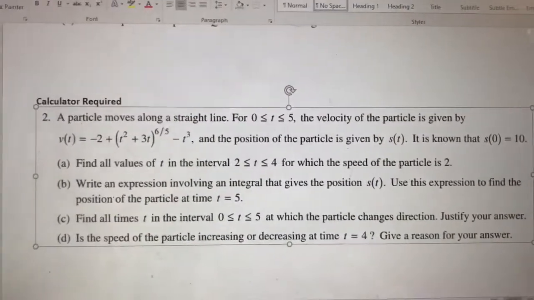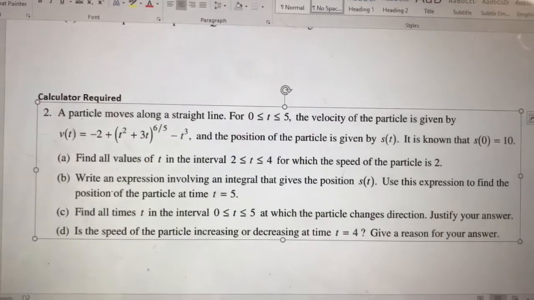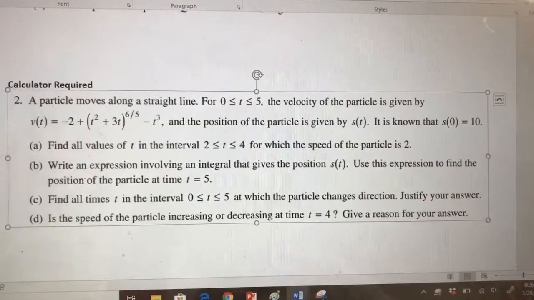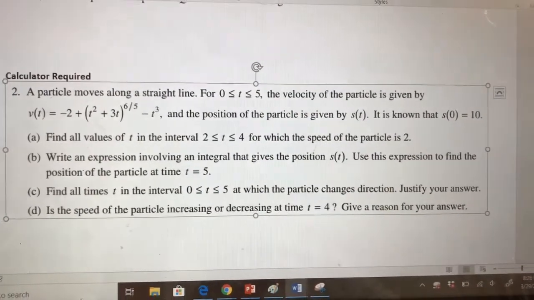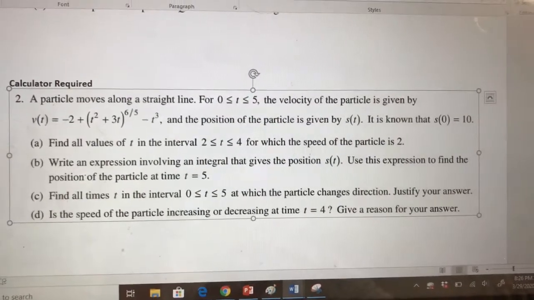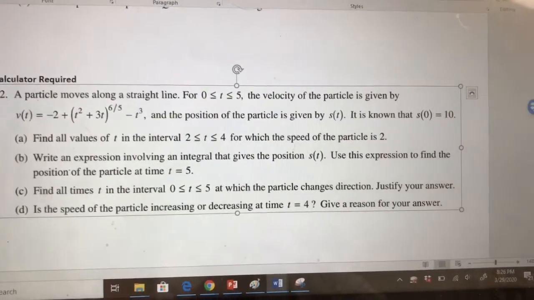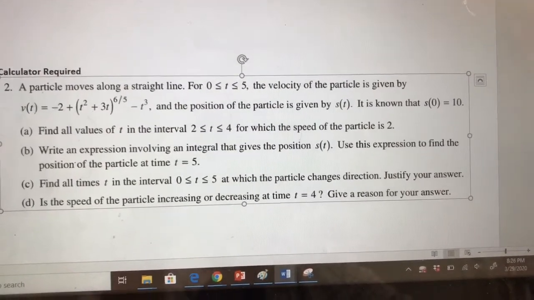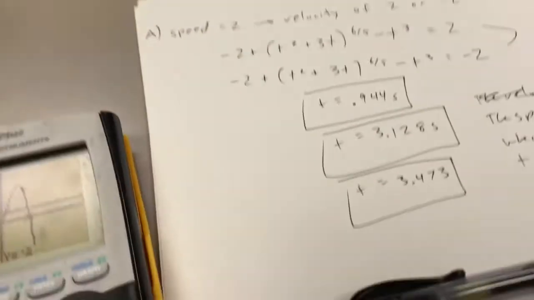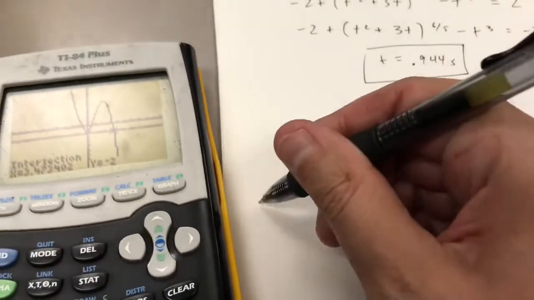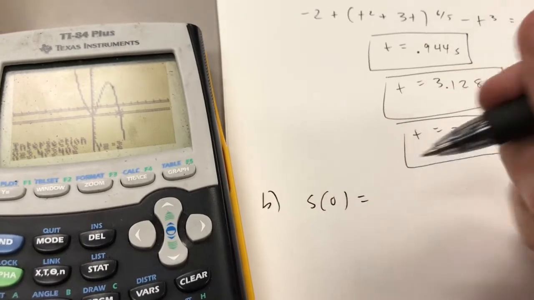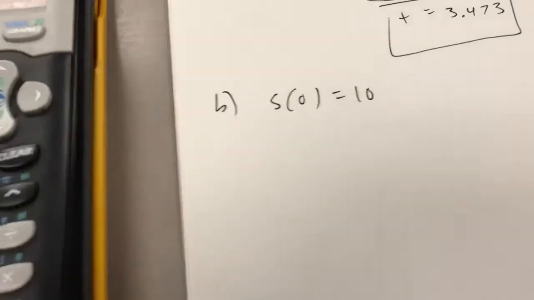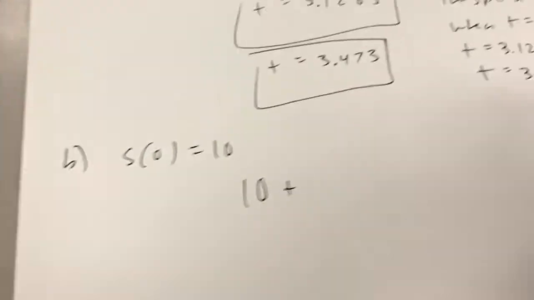So this is what I was talking about on the earlier video. You should be able to take a definite integral from your starting point to your ending point, and that integral will tell you what your displacement was, how far you moved in that time interval. Now the interesting thing is they just want an expression with an integral. So here's what's going to happen. Remember they told us that s of 0 is equal to 10. So it's starting out at a position of 10, not at a position of 0. So we're starting out at 10, and we just need to add the displacement.